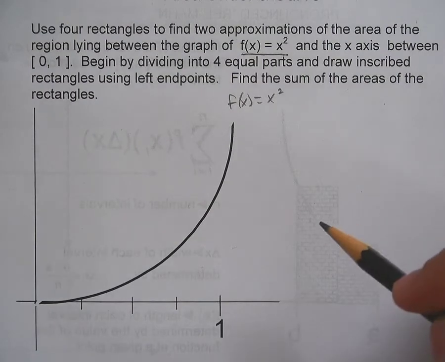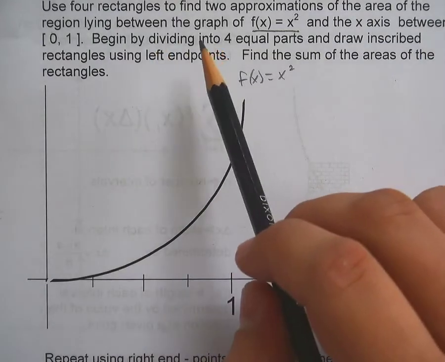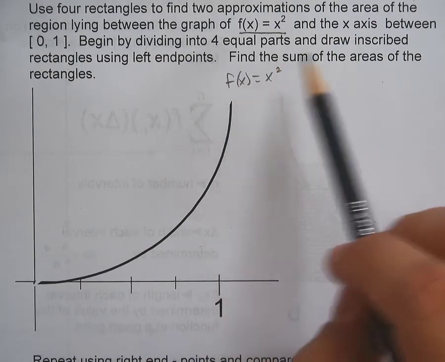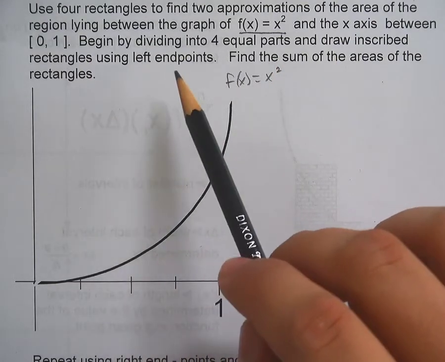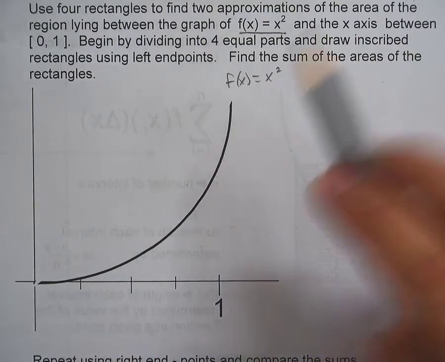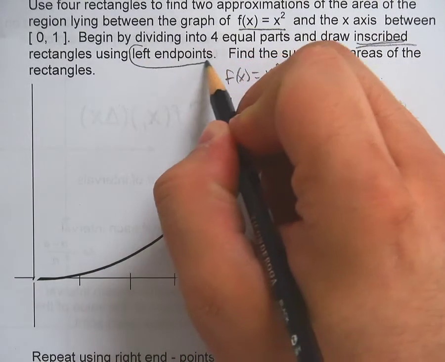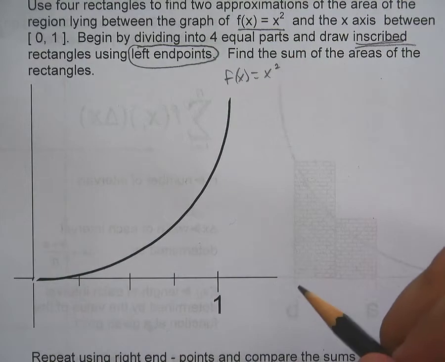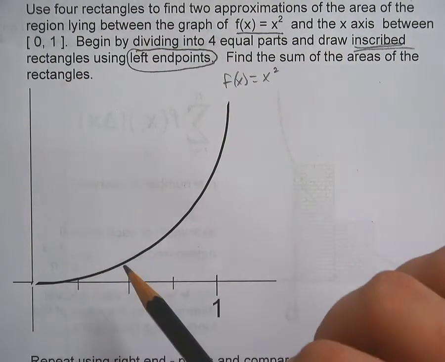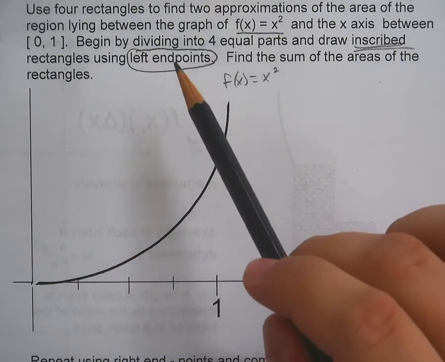What they want me to do here is, from 0 to 1, bust this thing up by dividing it into 4 equal parts. Draw the inscribed rectangles using left endpoints. Inscribed means that it's going to be all underneath the curve. So it's inscribed, and we are using left endpoints. I'm going to draw 4 rectangles starting at certain points and going up with the left endpoint touching the graph.